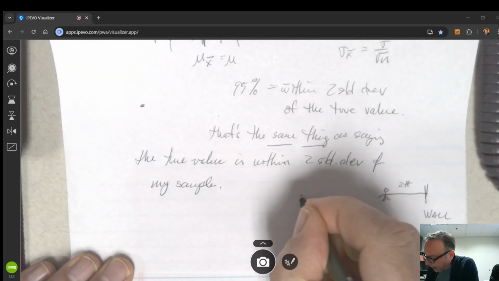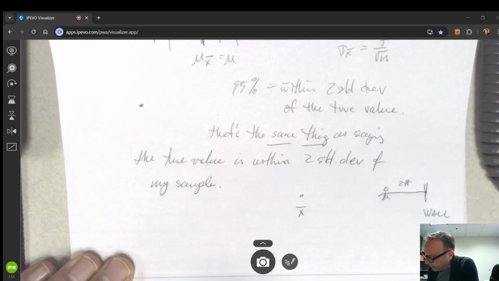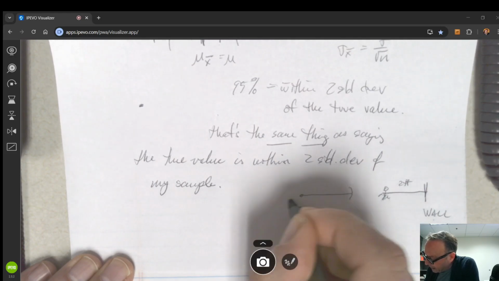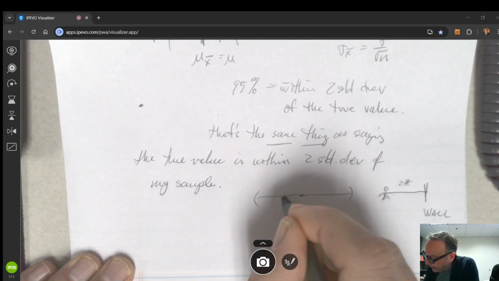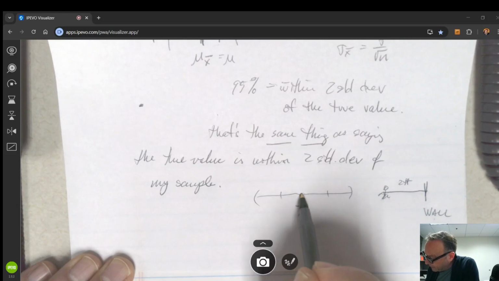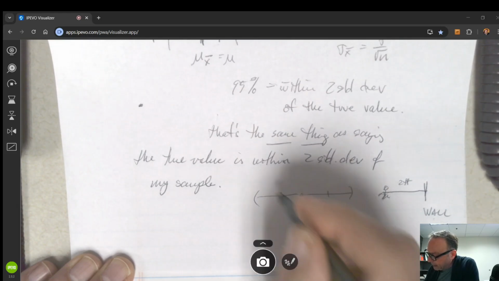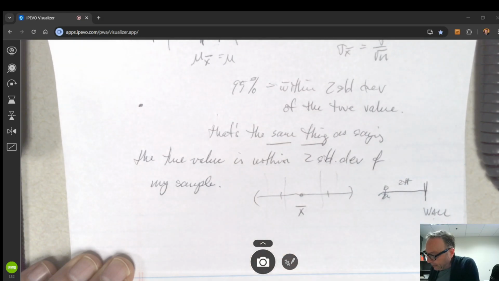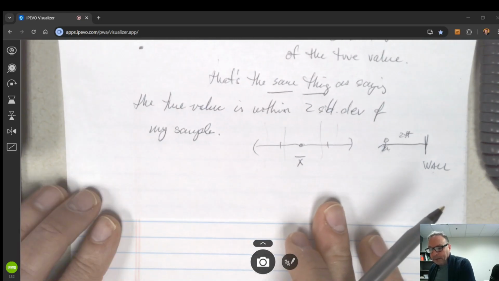So here I am. I take my sample. I calculate the statistic, the sample mean, and then I put intervals on it that are 2 standard deviations from the sample value. This is my confidence interval, and I can say with 95% confidence that the true mean falls within that interval. Does that make sense? That's the beauty of it.